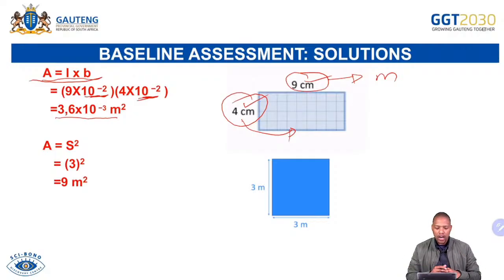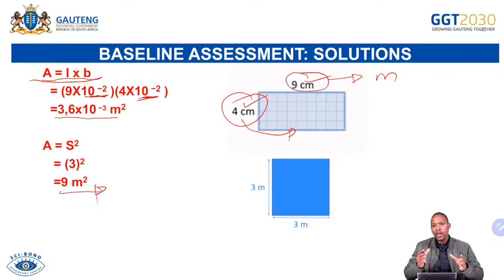Then lastly, the calculation of the area of a square. All right? The calculation of the area of the square, I will say A is equal to S squared or L squared, whatever you use. But at the end of the day, the substitution would be the same. It will be 3 squared. And then you will get that the area of a square is 9 square meters. So these are the most important things to do, grade 12.